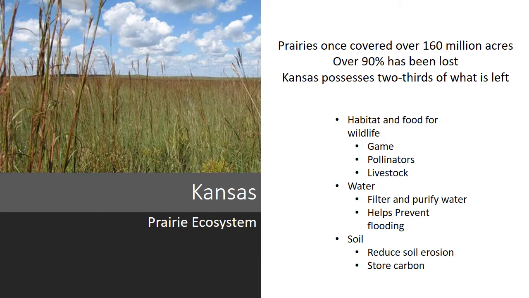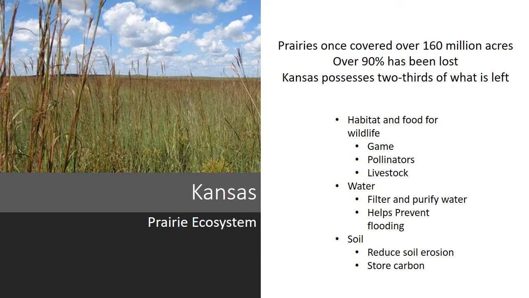They are one of the most complicated and diverse ecosystems in the world. Currently, the vast majority of what remains is located in the Flint Hills of Kansas. They provide habitat and food for wildlife, game, pollinators, and livestock. Their thick cover acts like a filter, purifying water and slowing runoff, and they also transfer moisture to the air.